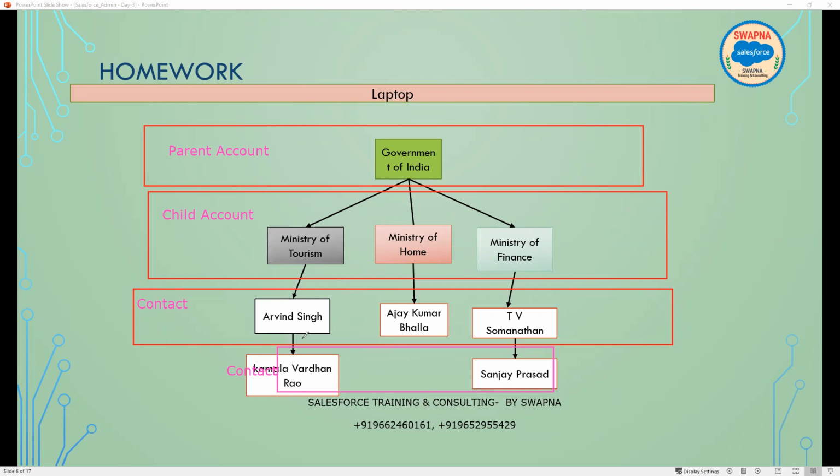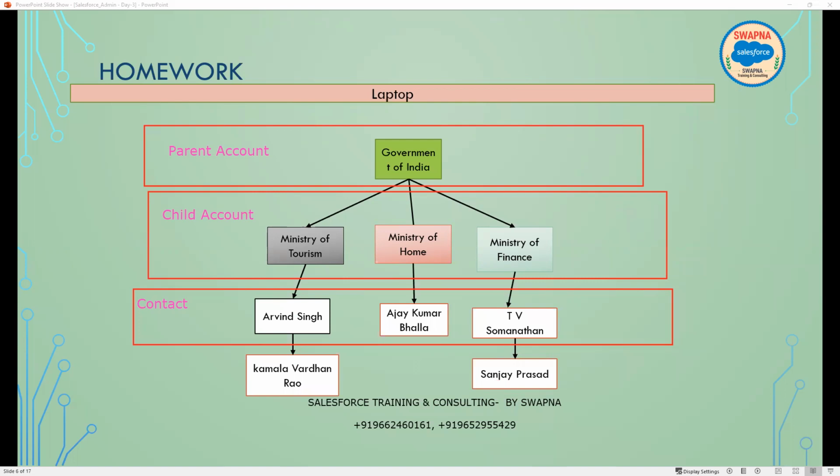And again, within the individual contact, there is one more person below. One more contact is there. Now this Kamal reports to Arvind. Similarly, Sanjay reports to TV Somnathan.